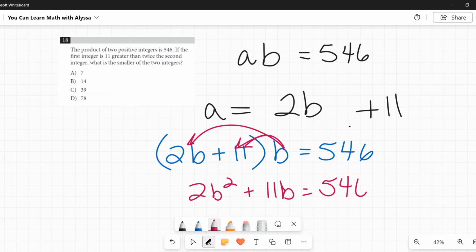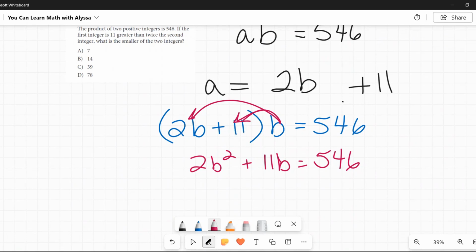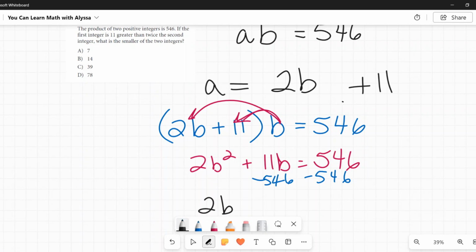And then I get 546. Now, when I have a quadratic, and that's what I have because I have this B squared, if I'm wanting to solve, I need it to be equal to 0. So I need to get this 546 over on the other side. So I'm going to subtract 546 from both sides. And I'm going to get 2B squared plus 11B minus 546 equals 0.